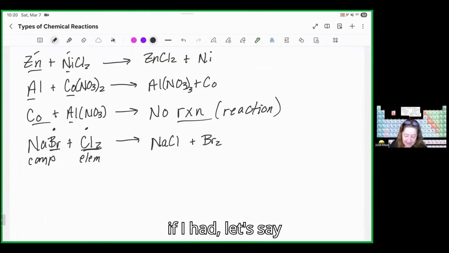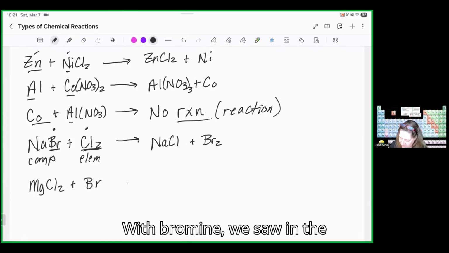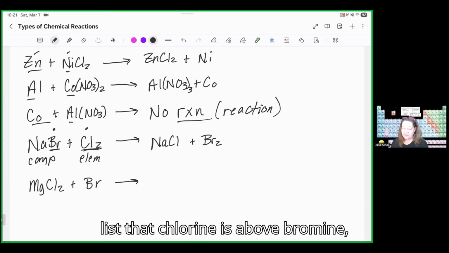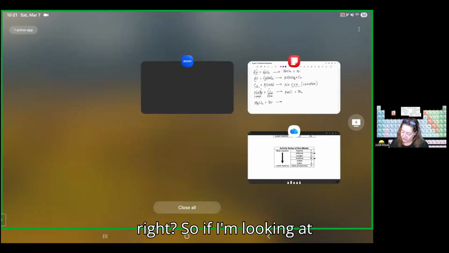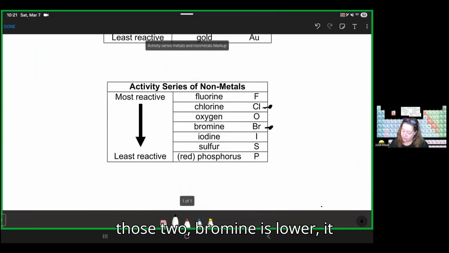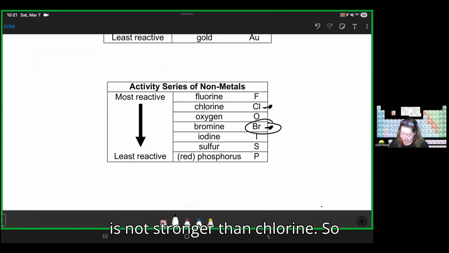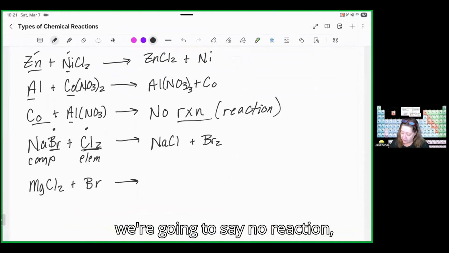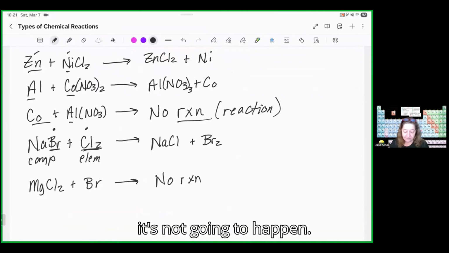If I had, let's say that I had magnesium chloride with bromine, we saw on the list that chlorine is above bromine, right? So if I'm looking at those two, bromine is lower. It is not stronger than chlorine. So we're going to say no reaction. It's not going to happen.